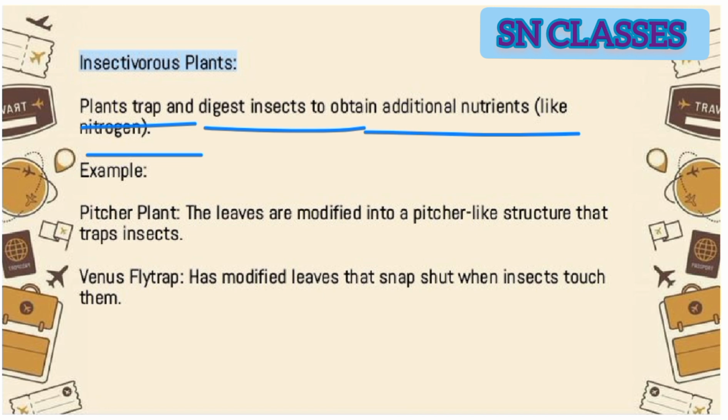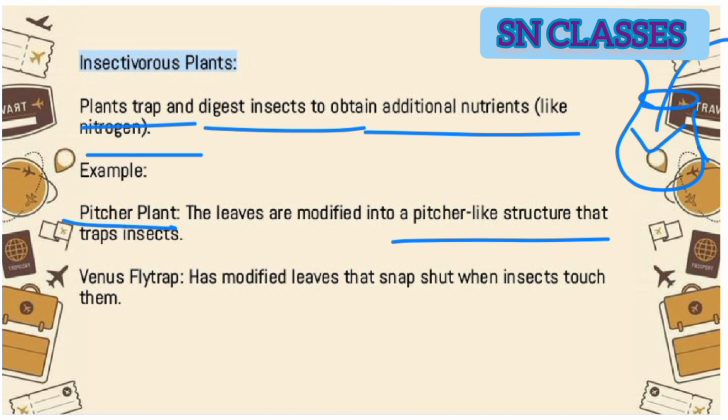The best example is the pitcher plant. In pitcher plants, the leaves are modified into a pitcher-like structure, somewhat jug-like, it will be in this way. This pitcher plant has a pitcher-like structure where insects are trapped inside. Here there will be a cap-like structure. After an insect is trapped inside, this cap will be closed. So this is one of the best examples of an insectivorous plant.